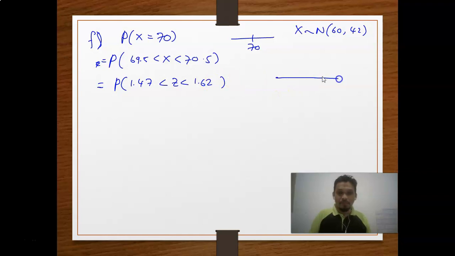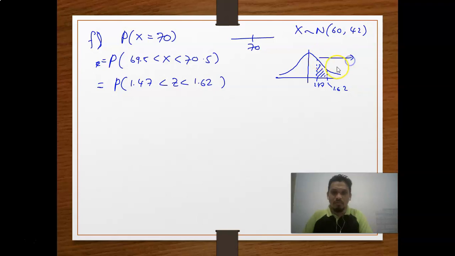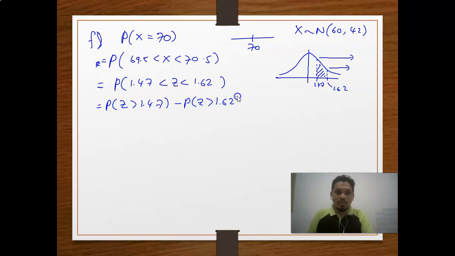So then class, for this one, 1.47 and 1.62. We find the probability which is greater than this, minus the probability of greater than this: the probability of Z greater than 1.47 minus the probability of Z greater than 1.62. And this one from the book gives you, let's find out yourself then.